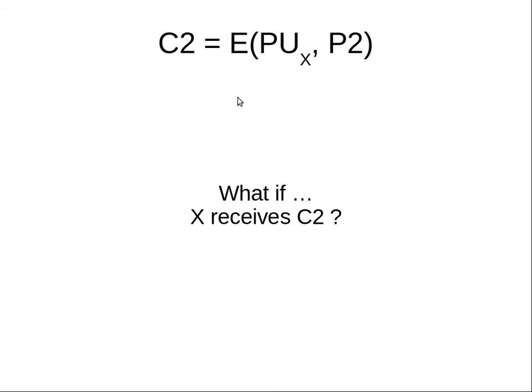What if X receives C2? Do they know P2? X receives this. Do they know P2? Yes. Why? Because X has the private key of X. And P2 was encrypted with the public key of X. Whoever has the private key of X can decrypt. X has the private key of X, so they can decrypt and learn P2 in this case. Okay, so X knows P2. Y, if they receive it, would not know P2.